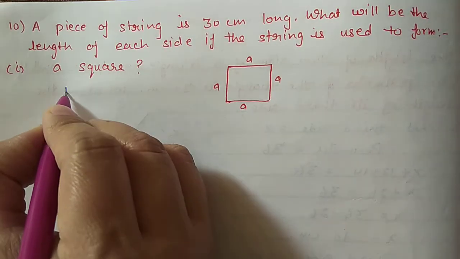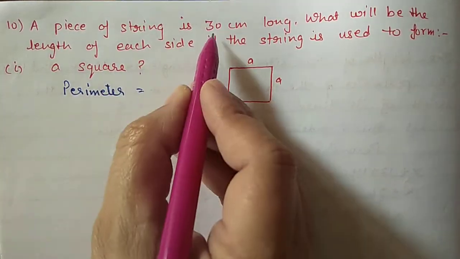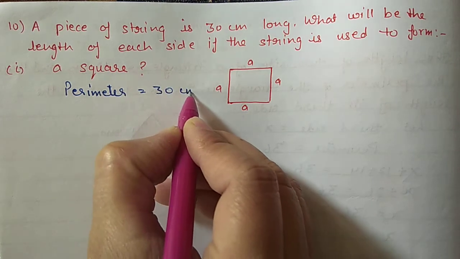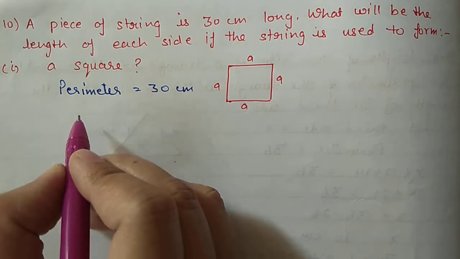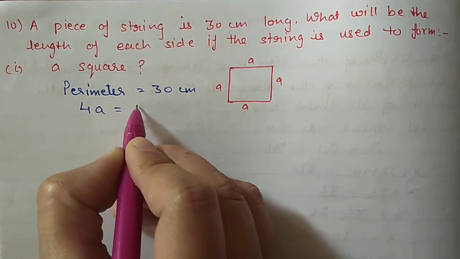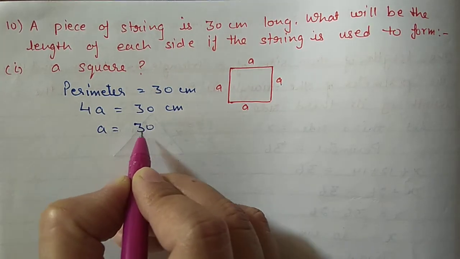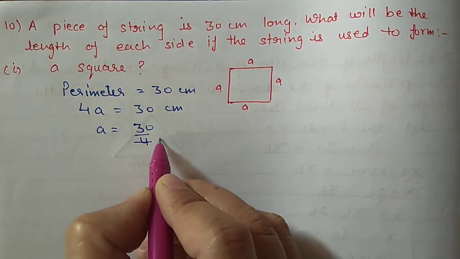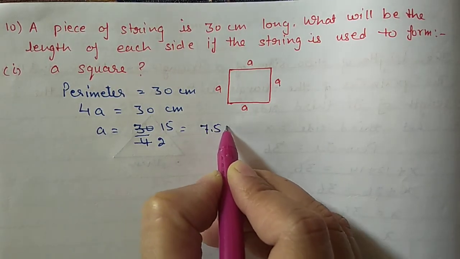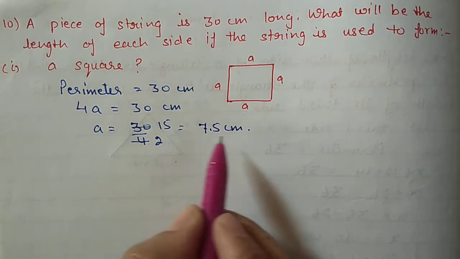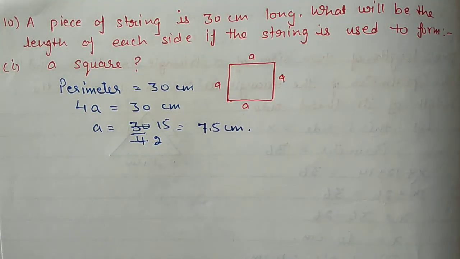So the perimeter is 30 centimeter, and according to this figure the perimeter will be A plus A plus A plus A, which means 4A. 4A is equal to 30 centimeter. So A will be 30 divided by 4, and you can cancel by 2: 2 15s are 30, so we get 15 by 2, or 7.5 centimeter. So each side of this square will be 7.5 centimeter.